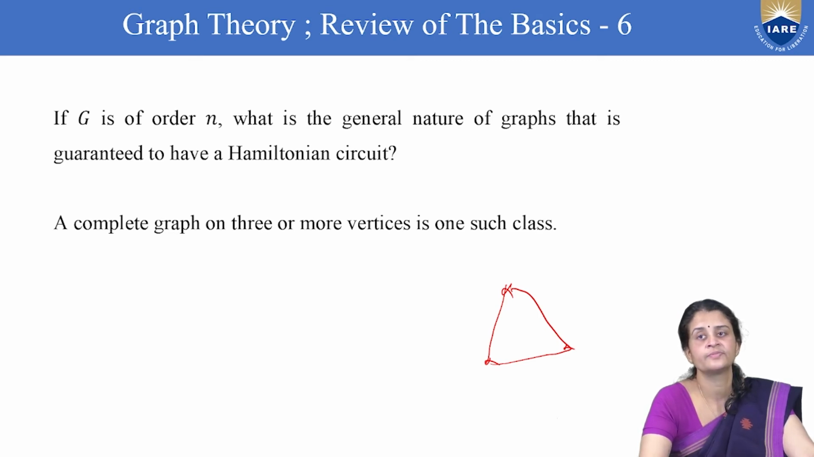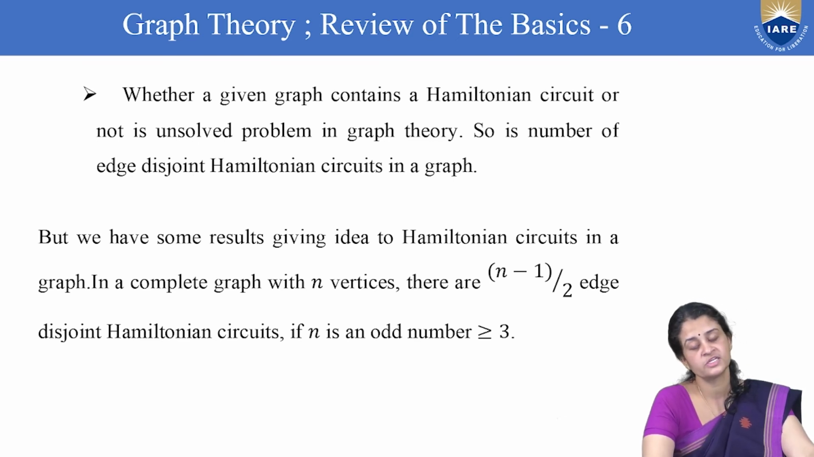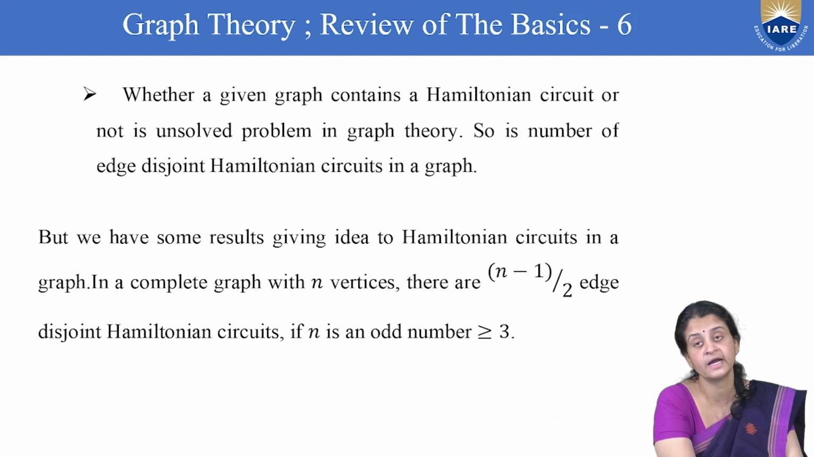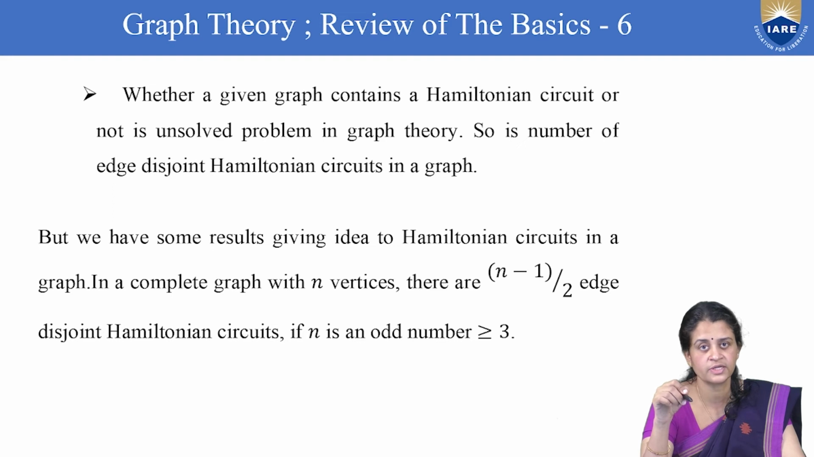But unlike in Eulerian graphs, where we are given conditions to say whether the given graph is Eulerian or not, whether a given graph contains a Hamiltonian circuit or not is an unsolved problem in graph theory. The number of edge disjoint Hamiltonian circuits in a graph is also an unsolved problem. But we have some results giving some idea of whether a given graph is Hamiltonian.